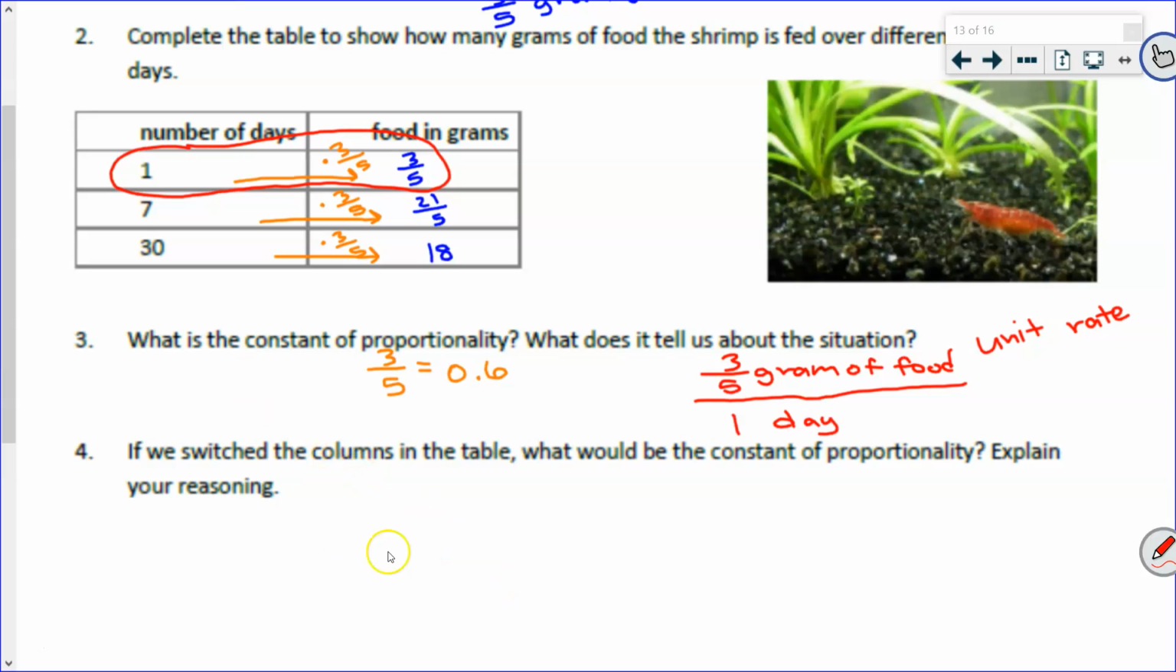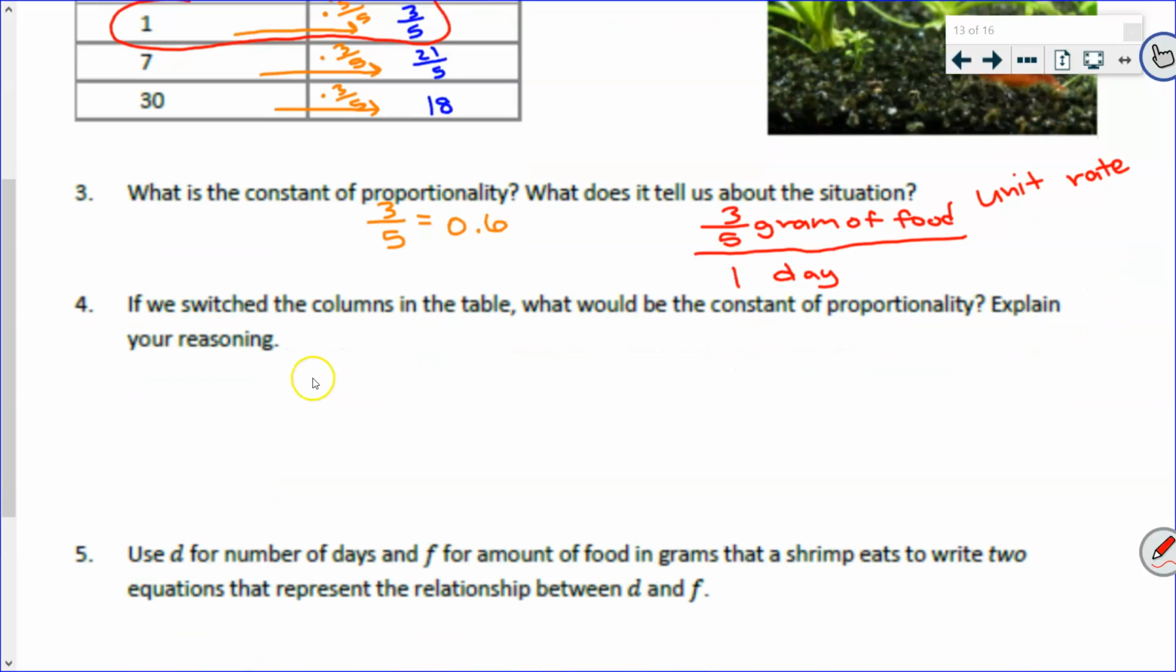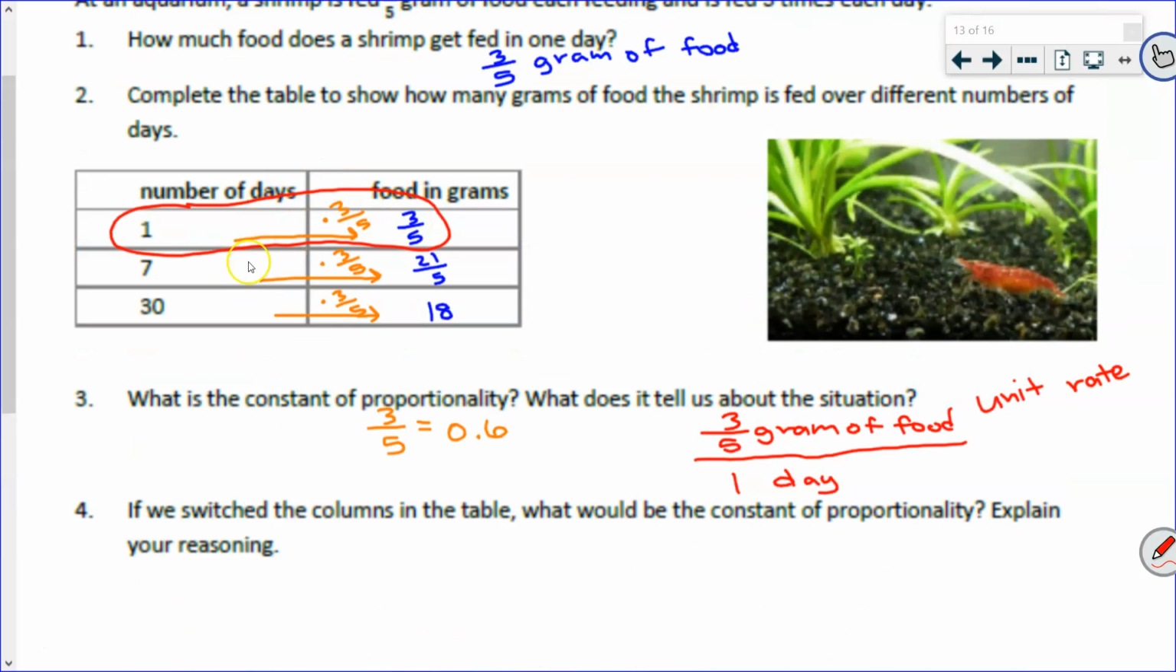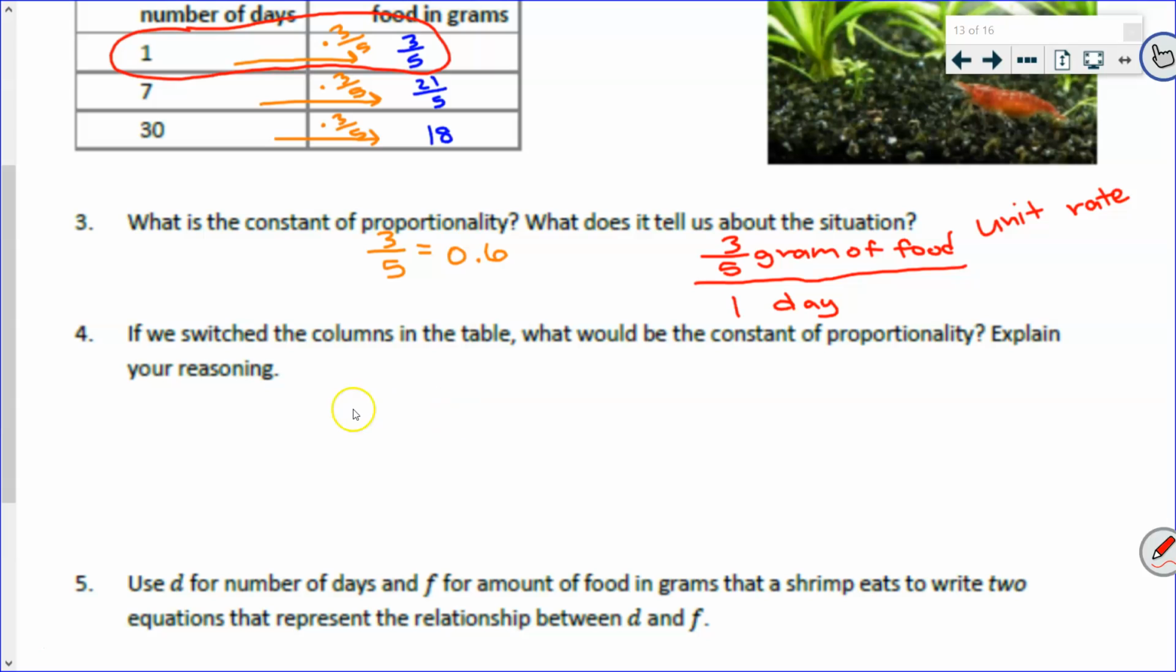You're answering this question already? We're not there yet. Sorry, you're going a little bit too fast. You are correct, but shush, don't tell anyone else. Let them think for themselves for a second. If we switch the columns in the table, and do you see how much space I've given you? So could you recreate and switch the columns in that table?